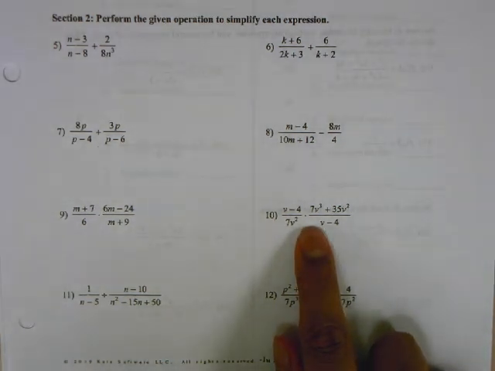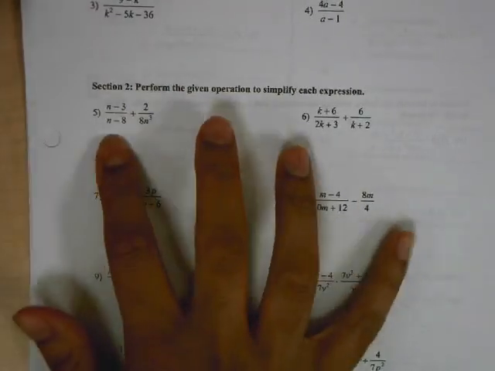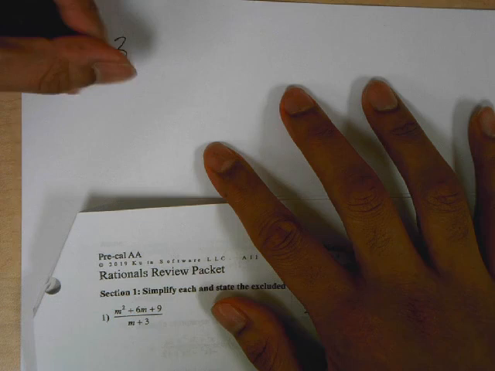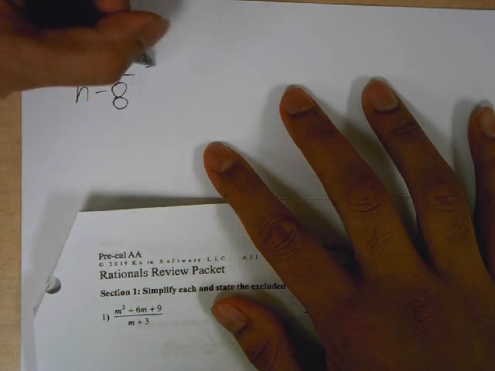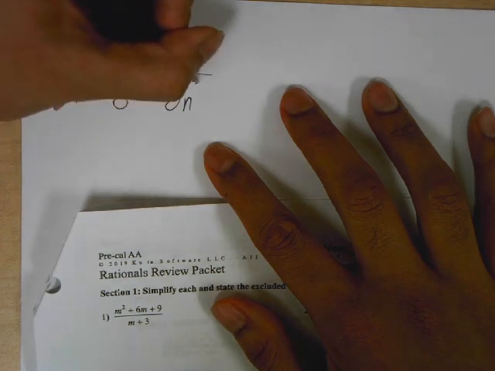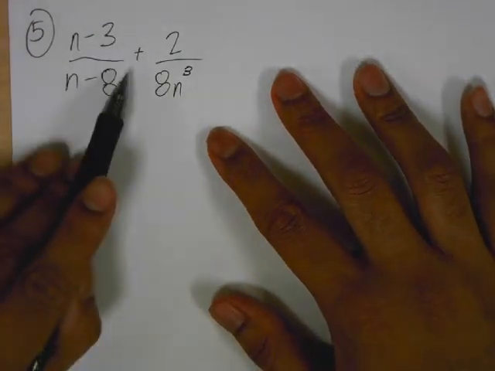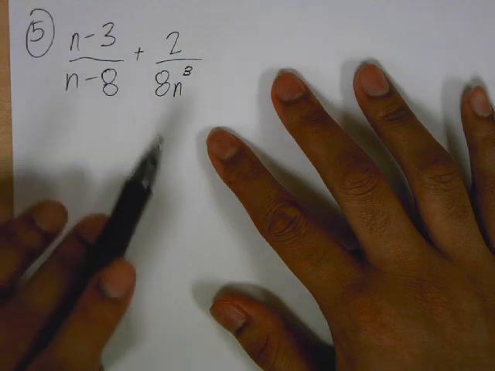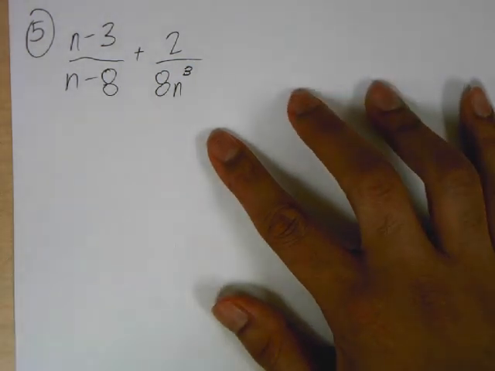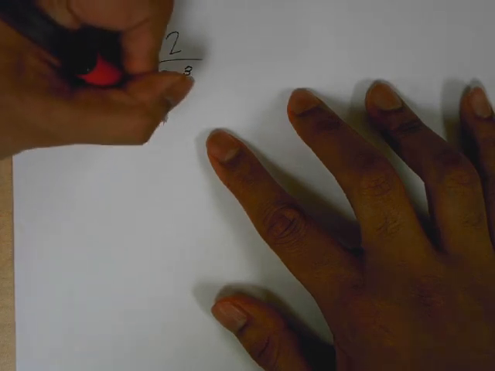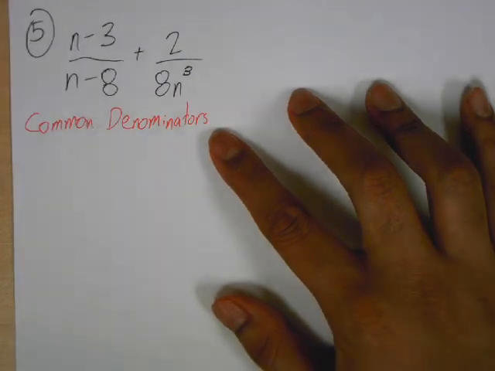Okay, so let's take a look at the first problem in this section. That's going to be number 5, and I'm just going to copy it down over here. So we're going to have number 5, which is (n minus 3) over (n minus 8) plus 2 over 8n cubed. Okay, so in order to solve a rational problem where I have to add or subtract, we're going to need common denominators, okay? So let's make a note of that. We need common denominators.